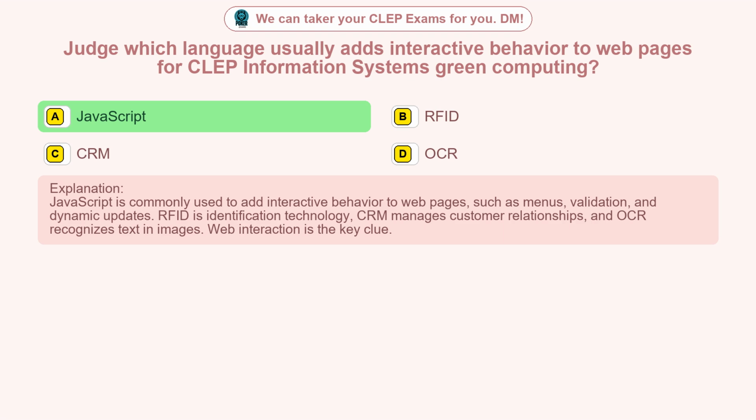JavaScript. JavaScript is commonly used to add interactive behavior to web pages, such as menus, validation, and dynamic updates. RFID is identification technology, CRM manages customer relationships, and OCR recognizes text and images. Web interaction is the key clue.